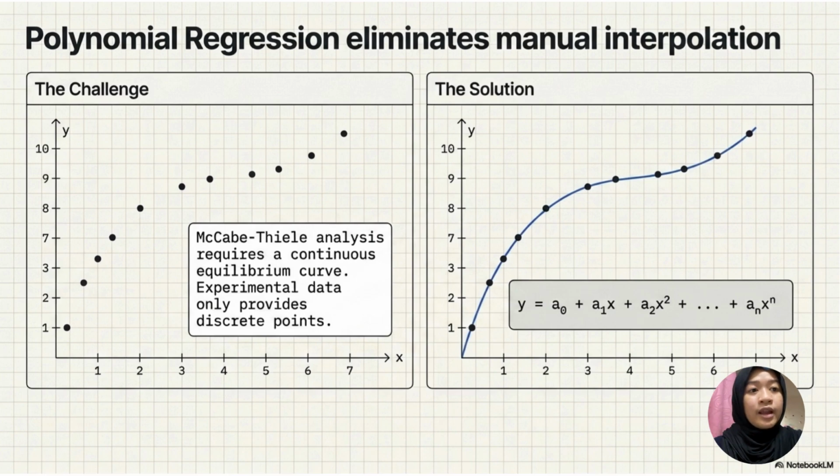Here is the visualization of our curve fitting solution. Accurate McCabe-Thiele analysis requires a continuous equilibrium curve, but physical experiments only give us the discrete points seen on the left. By implementing a high-order polynomial regression engine, our code automatically fits these points into a smooth, reliable curve, completely eliminating the need for manual interpolation.